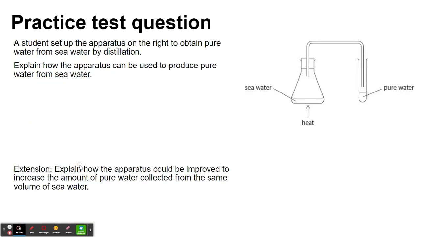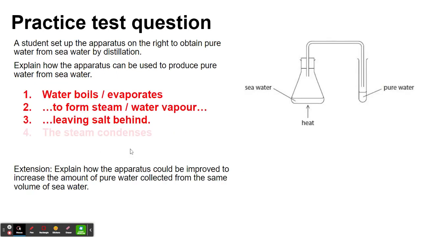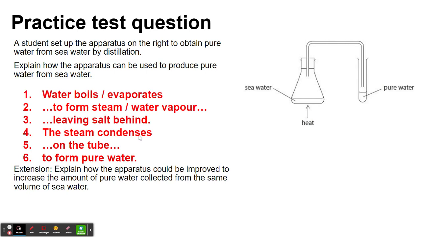Okay, so here we go. I've got the answers to the first part and then I've got the extension at the bottom there as well. So the points that you need to say: the water will boil. Okay, so you've got a mixture of salt and water. If you apply heat using a Bunsen burner, the water is going to boil and evaporate. This will form steam or water vapor or water as a gas. Okay, that will form here and it will leave the salt behind in the conical flask.